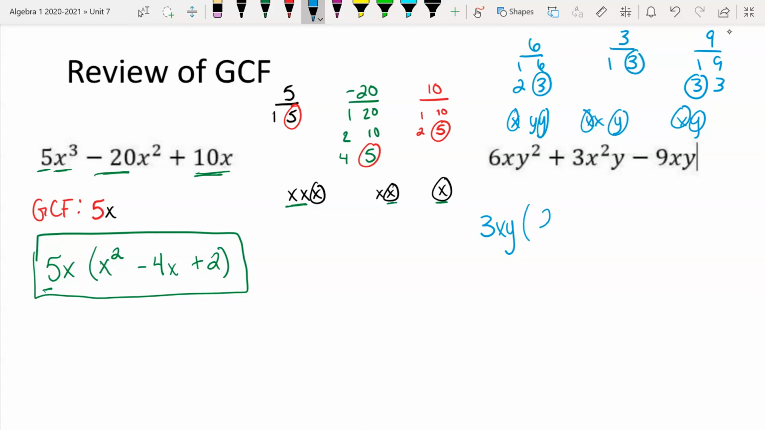Then I would have 2, because 3 times 2 gives me 6, and I also have 1 y left over. The next one, 3 times 1 gives me 3, so I don't have to worry about that. The y is covered as well, but I do have 1 x left over, so I'm going to write a positive x. The last one, negative 3 gives me a negative 9. I already have the xy, so that would be factoring out the GCF.